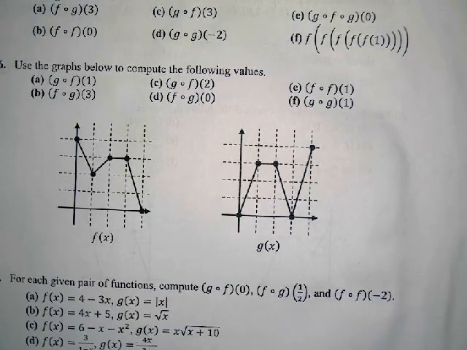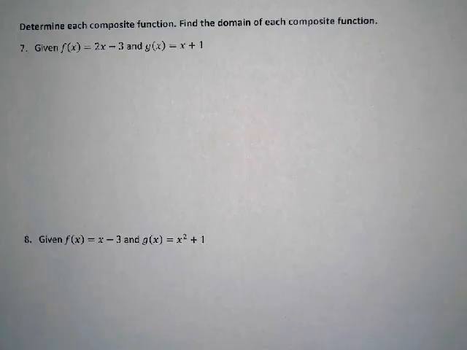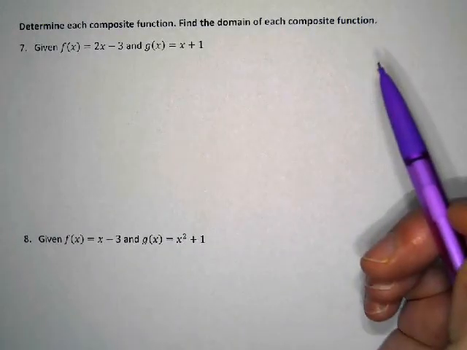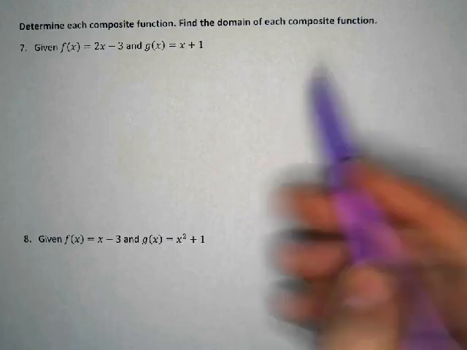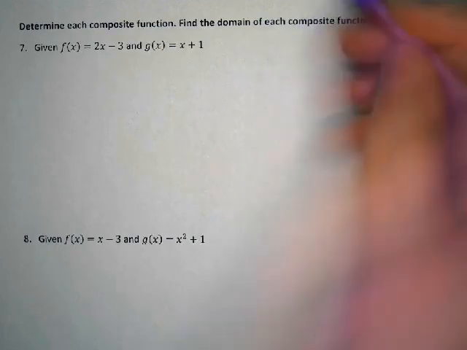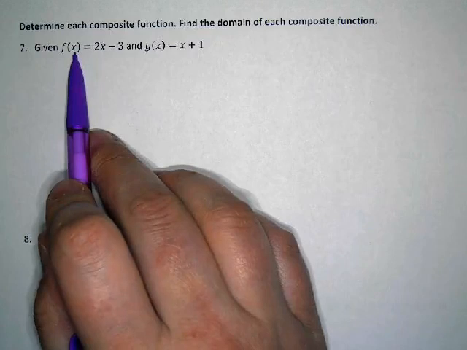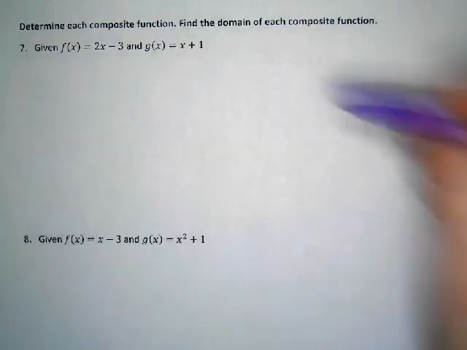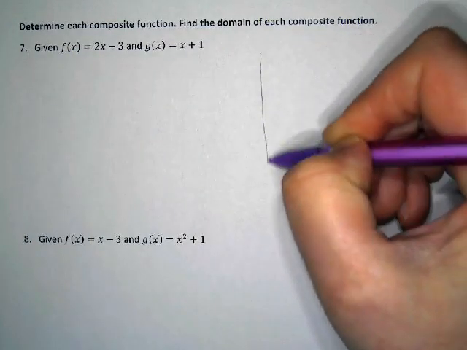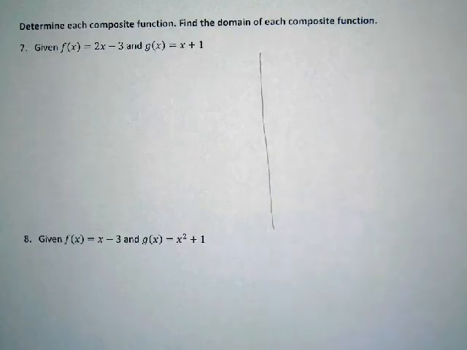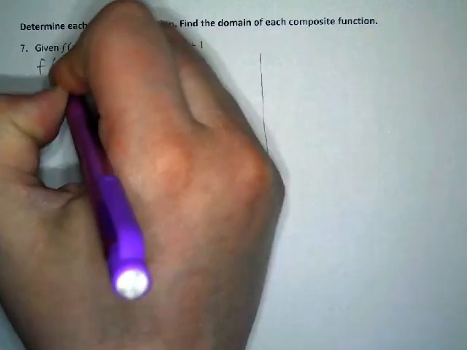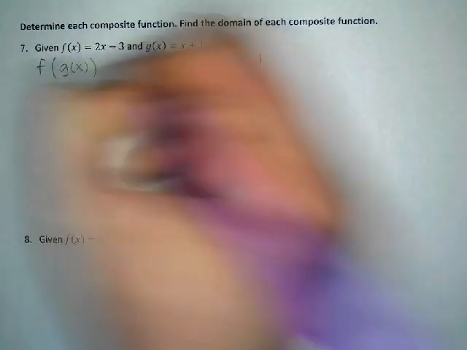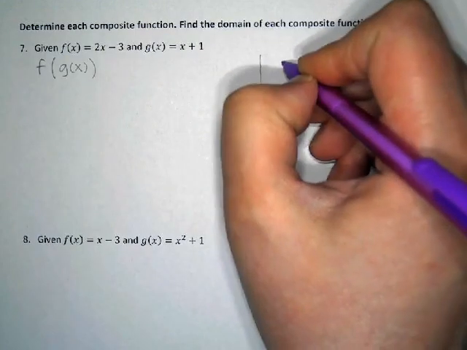The instructions are telling us to find each composite function, and there are 2 different ways to compose the functions. You can take G and plug it into F, and you can take F and plug it into G, and we're going to do it both ways. So I'm just going to divide my space into 2. Here I'm going to take G and plug it into F. And here, I'm going to take F and plug it into G.